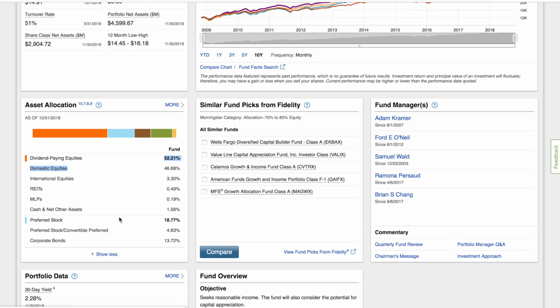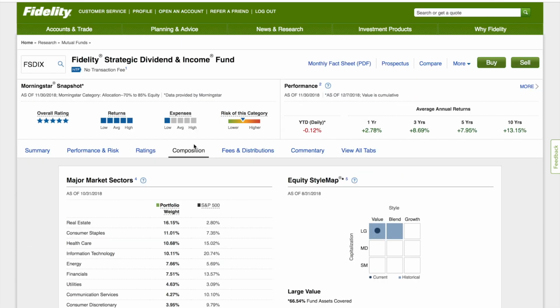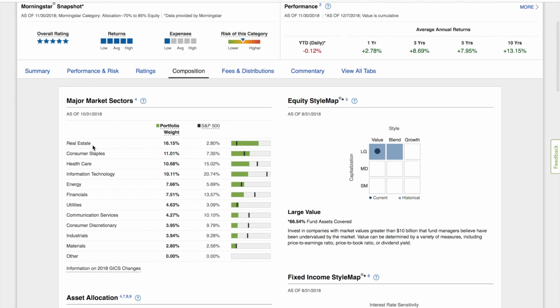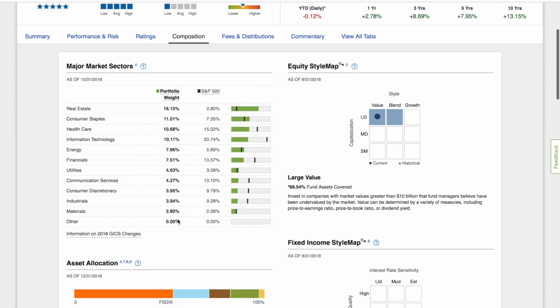So let's say we wanted more information. Then we got corporate bonds. All right, so pretty well diversified. Let's see what type of information we get here. Okay, so it's letting us know that this is a large cap value mutual fund, which is pretty good. And here it gives you a breakdown of the different industries and market sectors that this mutual fund has. 15% real estate, 11% consumer, healthcare, and you can basically compare it to the S&P 500 here.